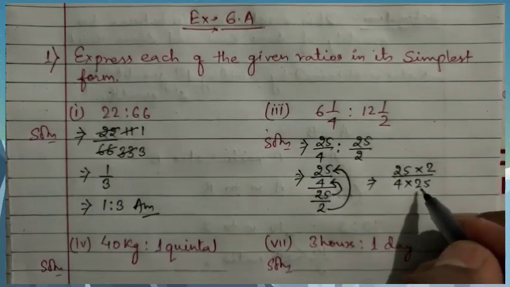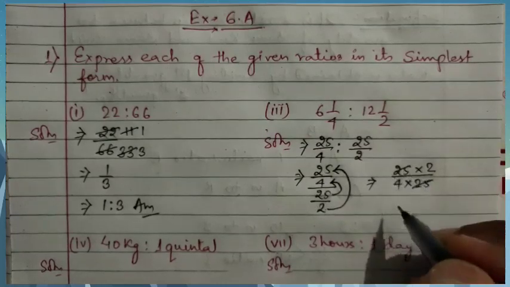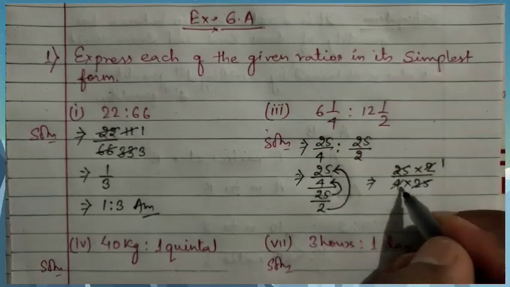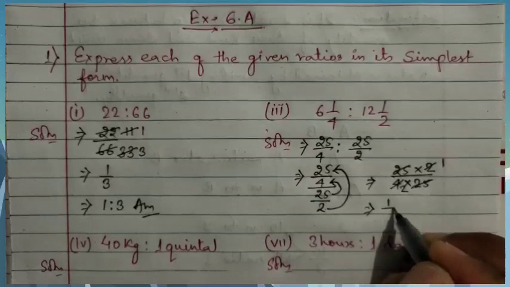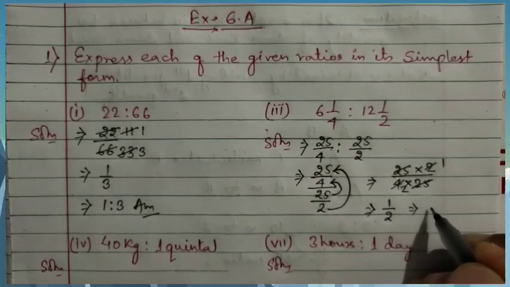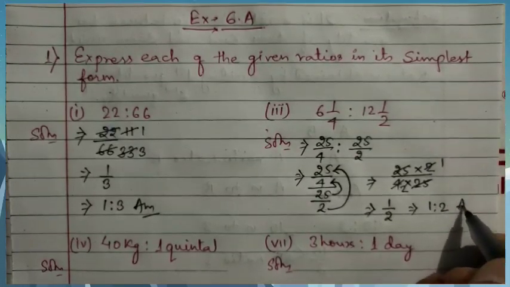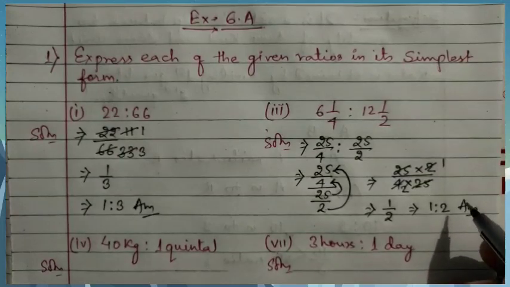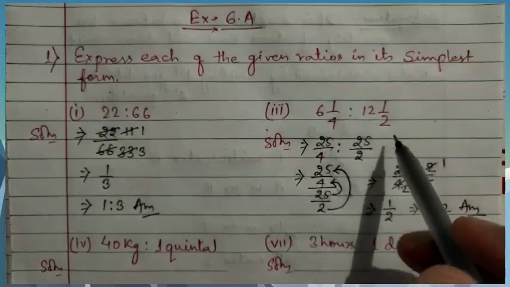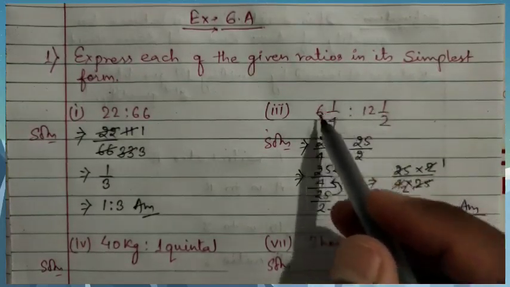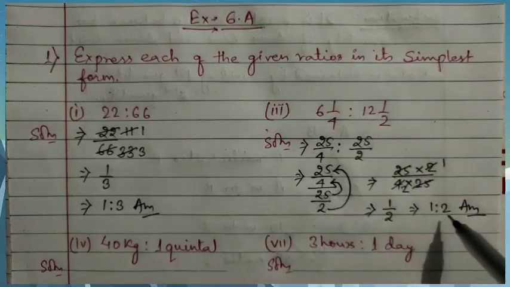Now we will reduce it. 25 25 cancelled. 2 1s are 2, 2 2s are 4. Your answer will be 1 by 2, or you can write it 1 ratio 2. This will be your answer. Hope that this question is clear. If you are getting another this type of question, solve it like this. You will definitely get the answer.